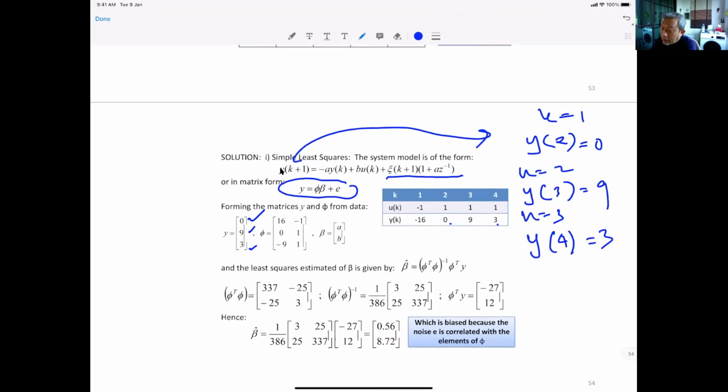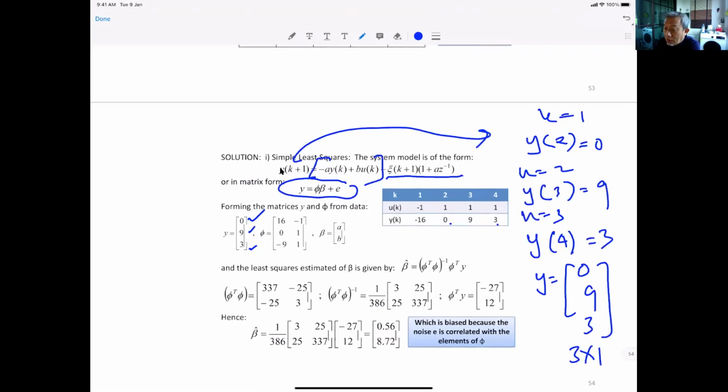So we already obtained the matrix y, which is 0, 9, 3. The size is 3 by 1. Then we construct the matrix theta, which is this part. Matrix theta is a combination of minus y and u, because the equation is minus a y k plus b u k.